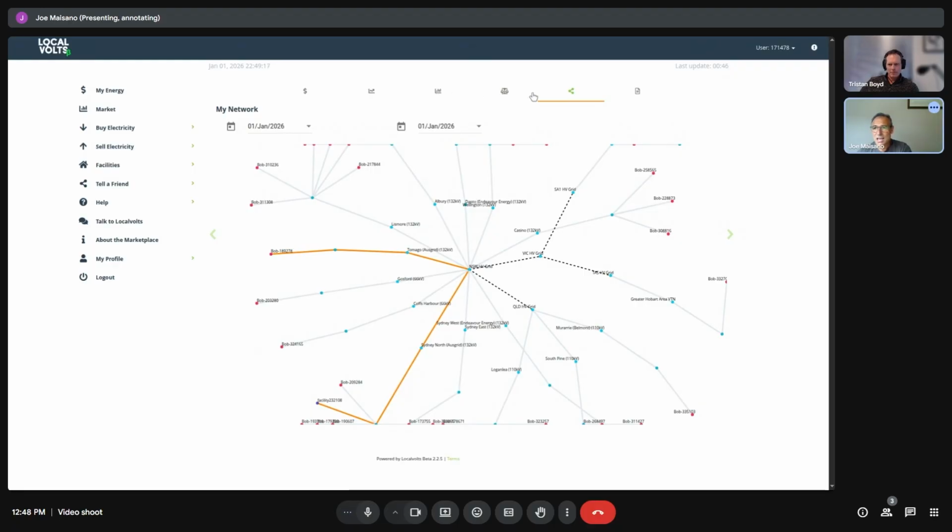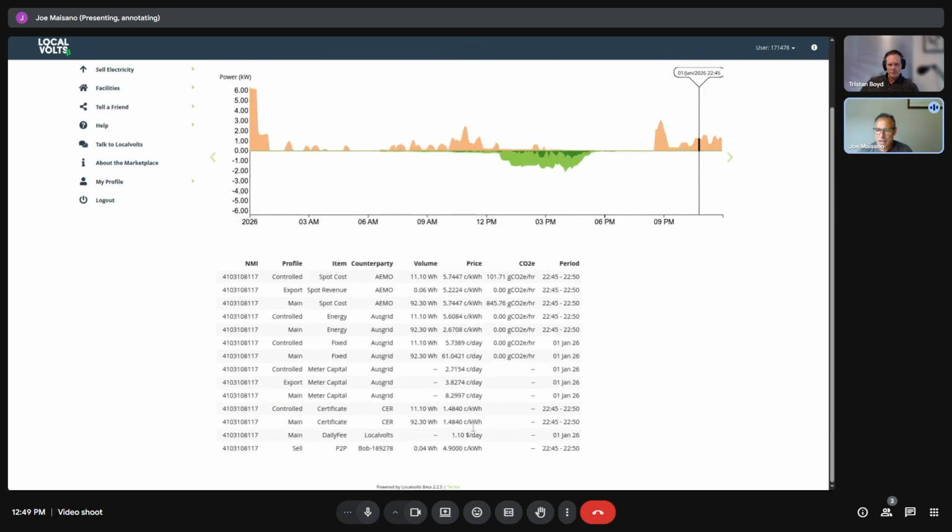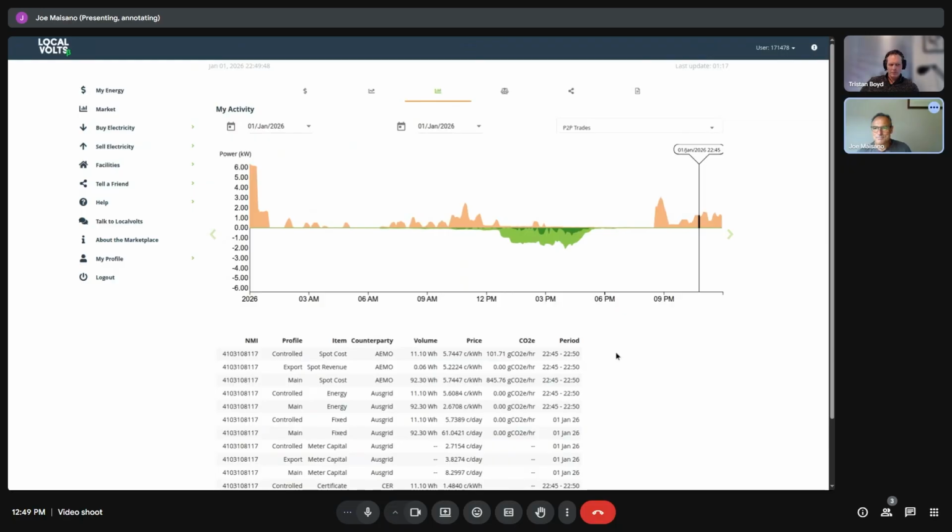So I can go back, and every tab at the top here is a particular aspect of, in this case, the day. If I want to look into that a bit more, I can look for the black line, which is now, and I can see that here's my sale price. I'm selling a very little bit of energy peer-to-peer at 4.9 cents. So you can zoom in on any aspect that you potentially want to see.